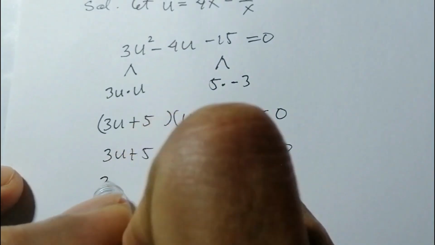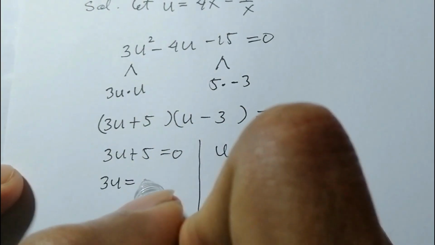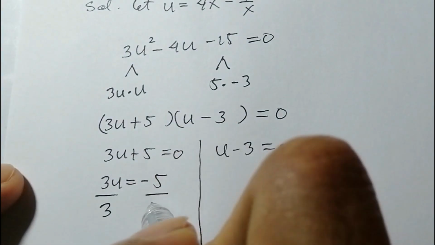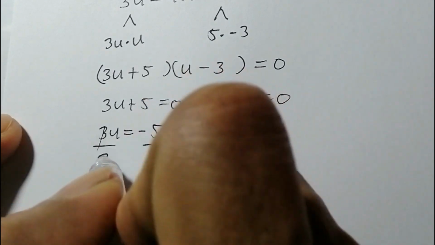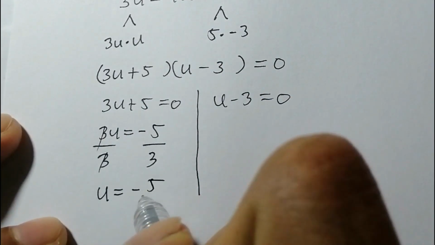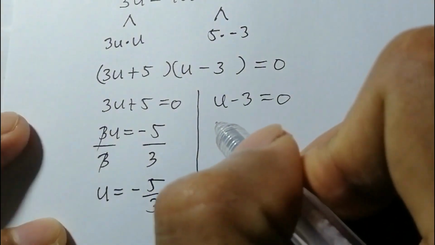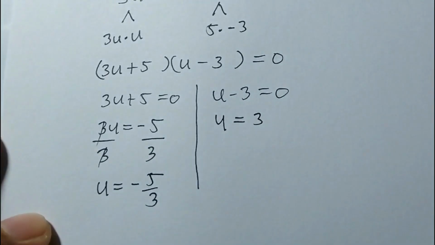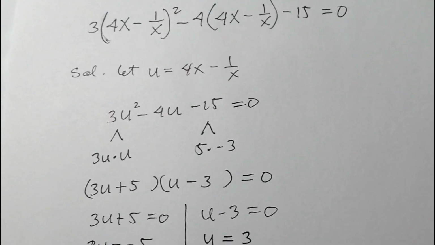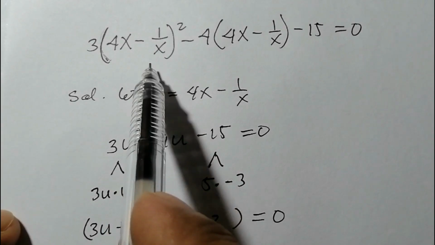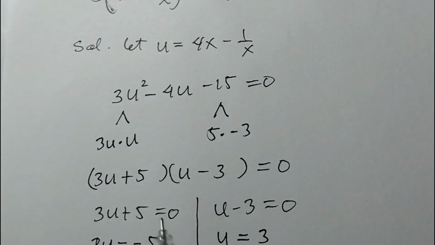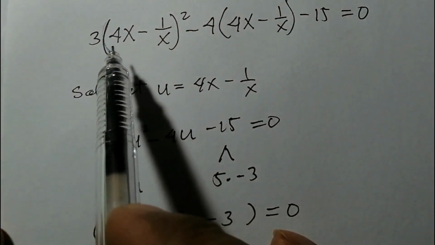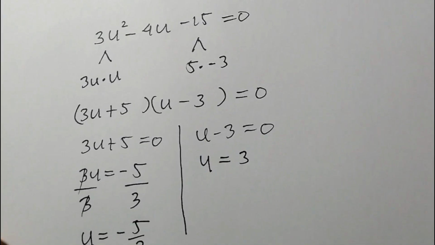For 3u plus 5, we transfer this after the equal sign and it becomes negative, and we divide by 3. So u is equal to negative 5 over 3. On the other side, u is equal to 3. Then we replace u with 4x minus 1 over x to solve for x.